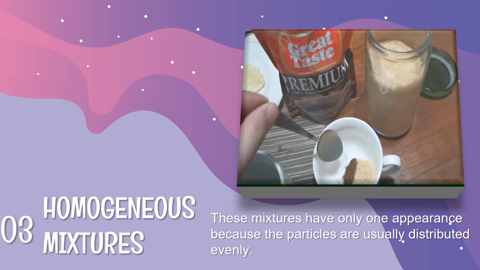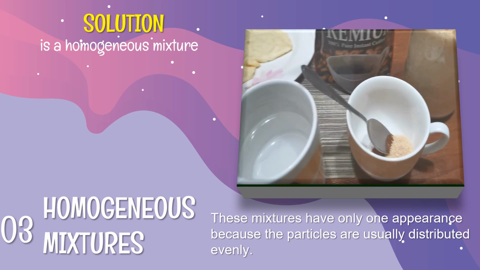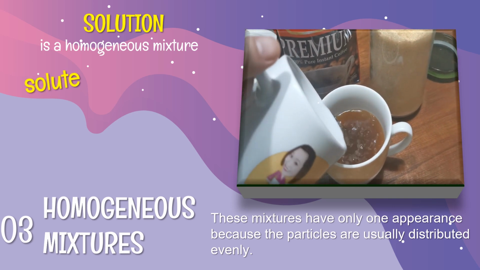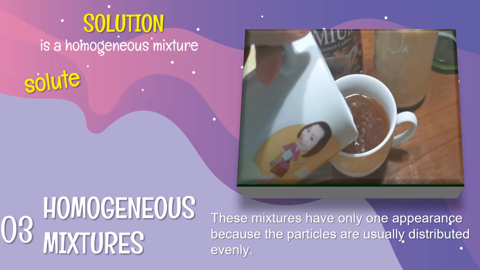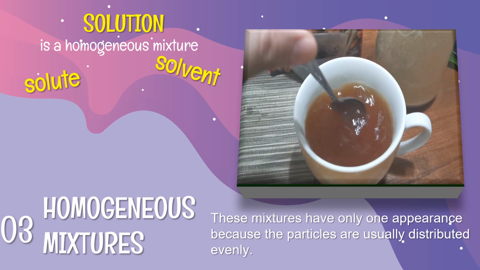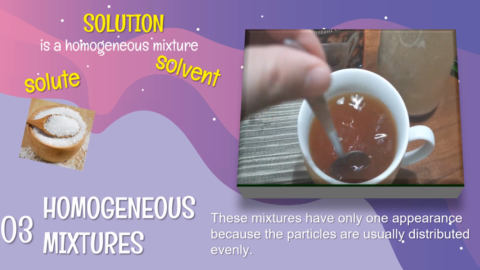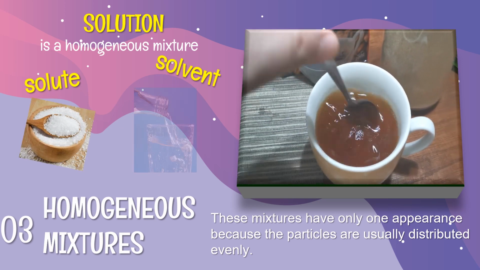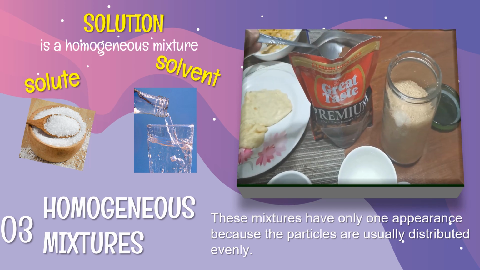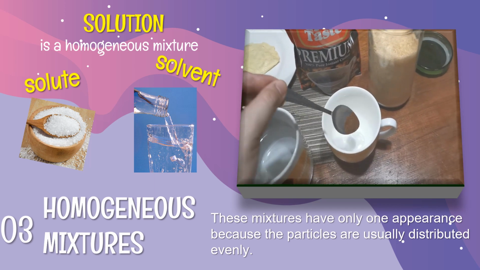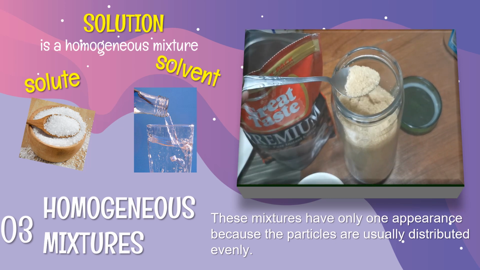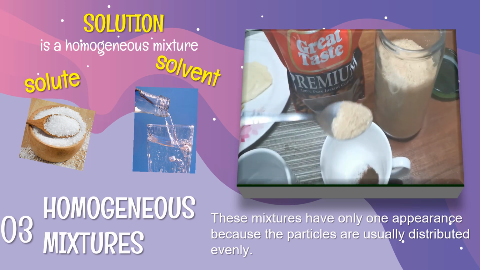Another type of homogeneous mixture is a solution. Here, one substance, called the solute, is dissolved in another substance called the solvent. For example, we have salt as the solute and water as the solvent. When you mix it together, you will form a saline solution, or salt water. Hope you got the idea.